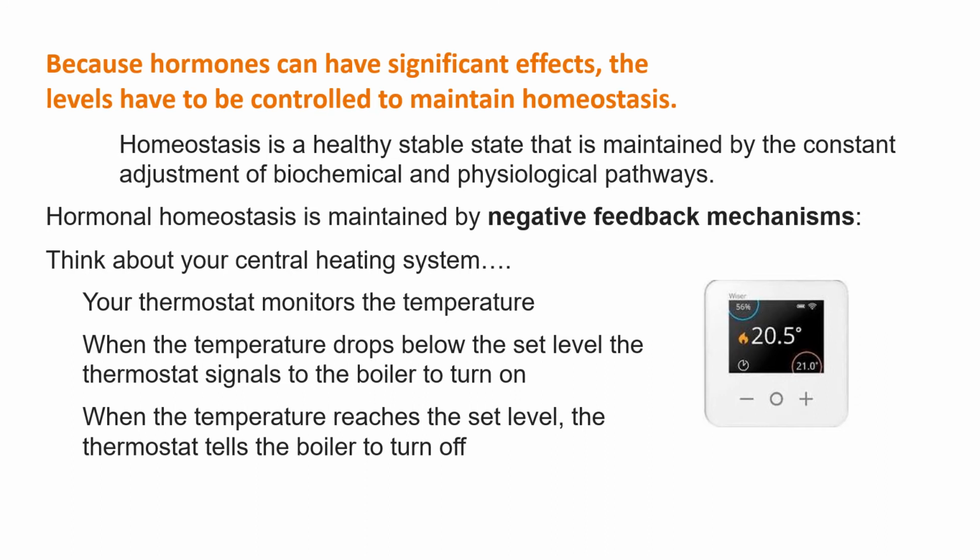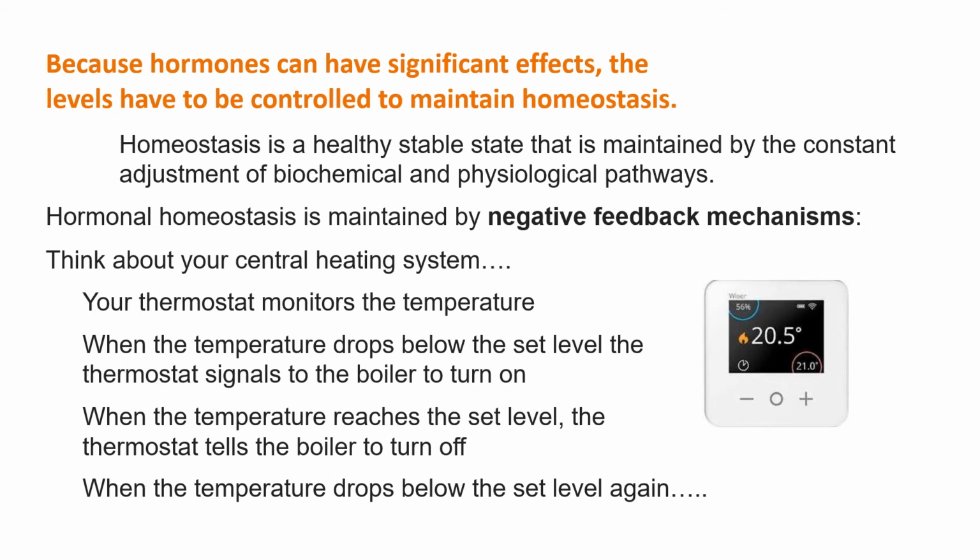Boiler turns on, the temperature goes back up. When it reaches the set level, the thermostat then tells the boiler to turn off. So effectively, we are maintaining heat within an acceptable range. Of course, when the temperature drops below the set level again, off we go again.